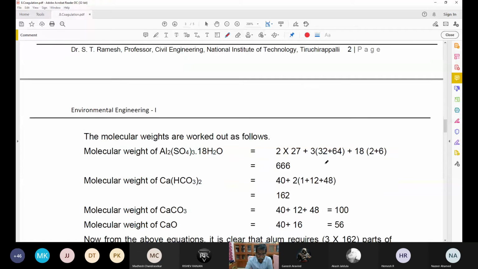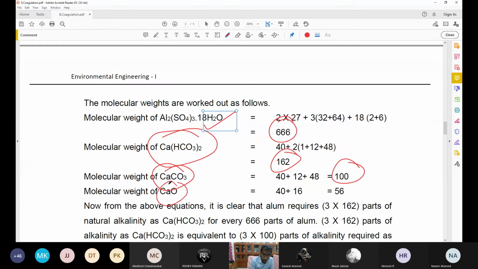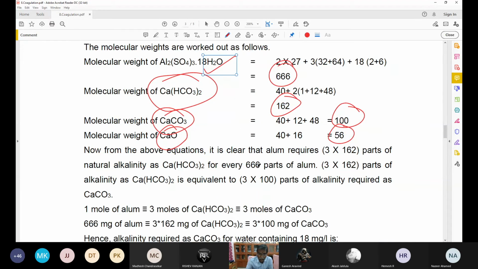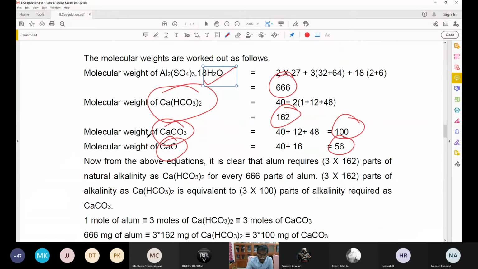Now you can look into the molecular weights. For alum, we have already calculated 666. You have to be familiar with it. In each and every problem you need not calculate; you can simply remember that the molecular weight of calcium bicarbonate is 162, calcium carbonate is 100, and calcium oxide is 56. Is it fine? Yes, sir.